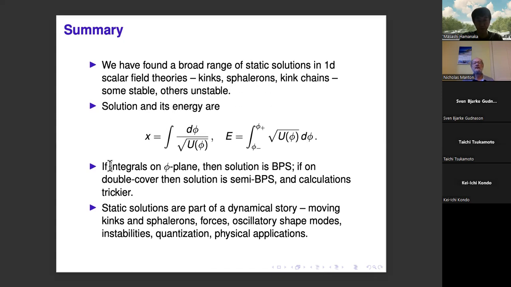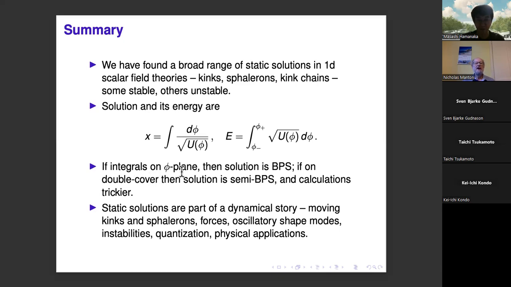But there are two simple formulae which I've used all the time: that x is the integral of dφ over the square root of the potential. So the solution depends very much on the nature of this integral. And then when you've got a solution, the energy is the integral of the square root of U itself between the endpoints. And the endpoints themselves depend on studying the zeros. These endpoints are always zeros of U. You've got to be careful to choose which ones you're talking about.